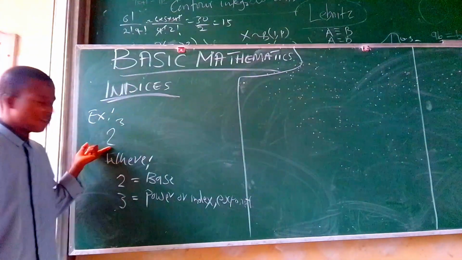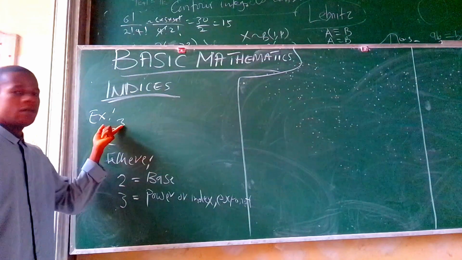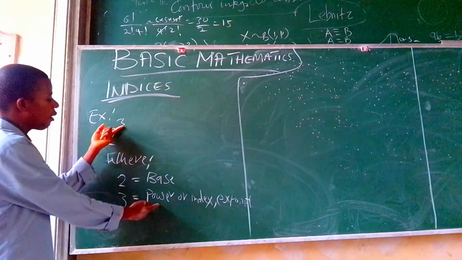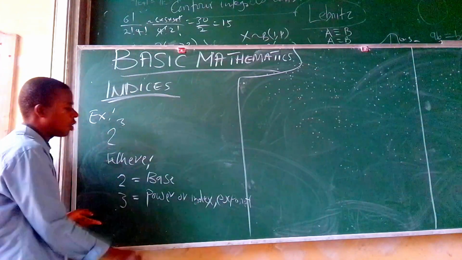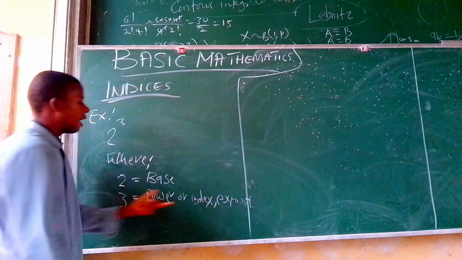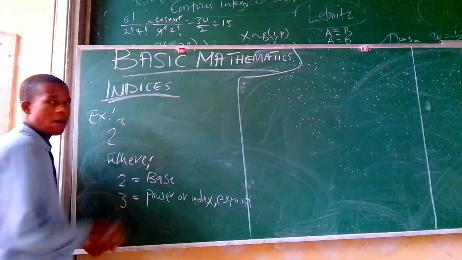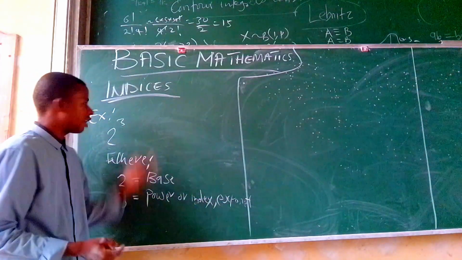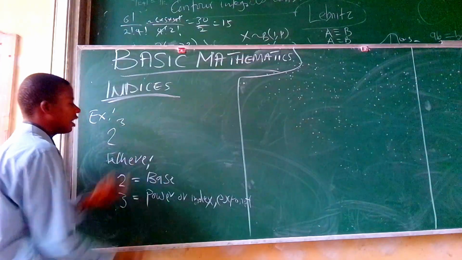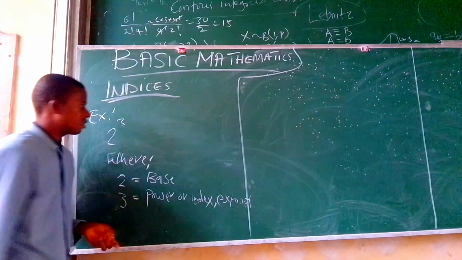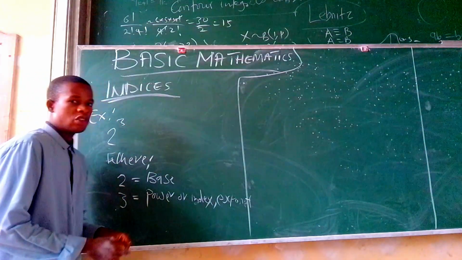2 is called the base, and 3, which is the power, is called the power or the index, or you can also call it the exponent. So when you hear about the exponent, you know that they are talking about the power. If you hear about the index, you know that they are talking about the power. If you hear about power, they are also talking about this index. So that is what indices is all about.